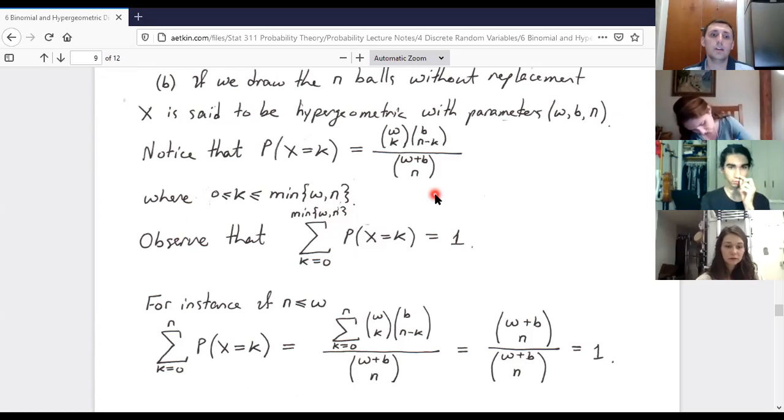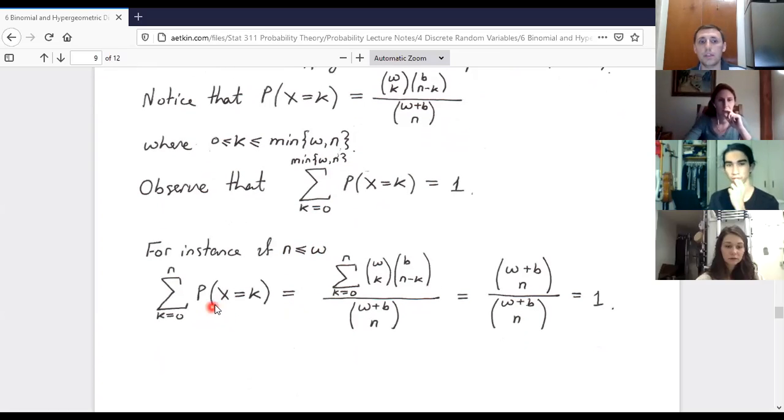So for instance, if we know that the sample is less than W, in other words I have more white balls than I'm going to sample, then the summation from K equals 0 to N of probability X equals K, I want to show it's equal to 1. It's the summation of W choose K, B choose N minus K, divided by W plus B choose N. Look at the summation: it's just picking a sample of size N from W plus B and grouping by categories, this many white balls, this many black balls. You recognize this combinatorial formula for W plus B choose N. So I know the ratio is 1. Good?